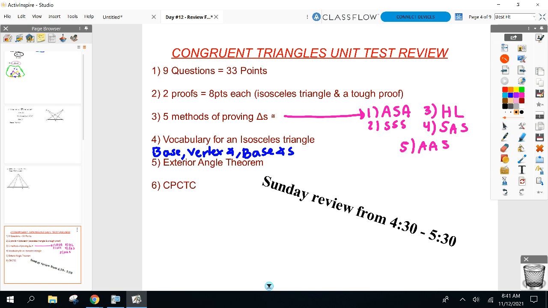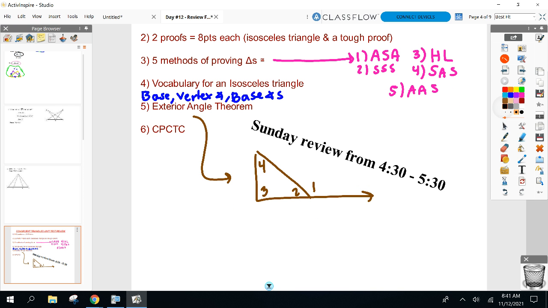Exterior angle theorem. What am I talking about there? Yes, but angle 1 is equal to the exterior angle. Angle 1 is equal to the sum of the 2 remote interiors, angle 3 and angle 4. Yep. So let's remember that. And then I'm not too sure why I put CP/CTC up there, to be honest. I'm sure it'll come up in the proofs.